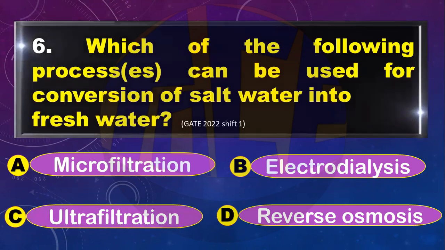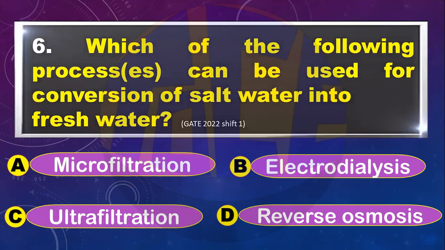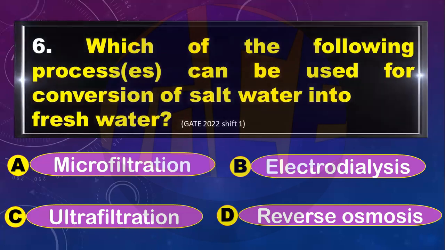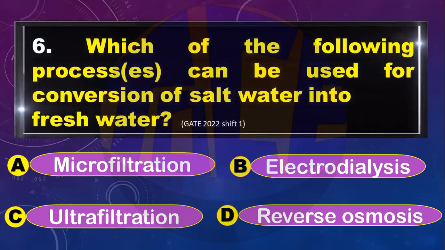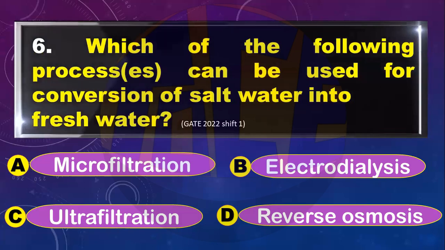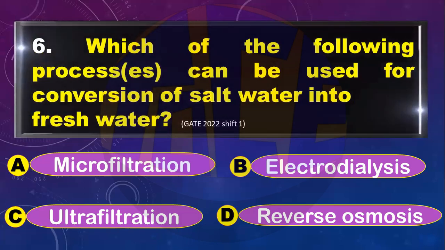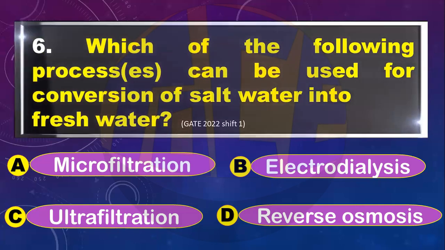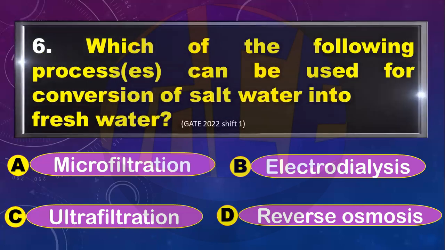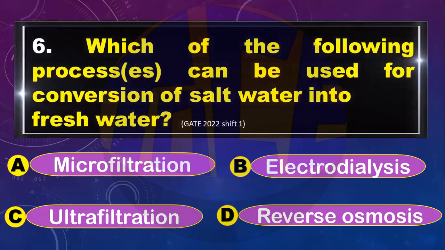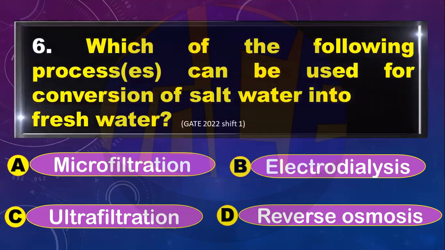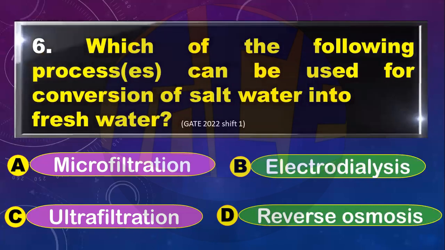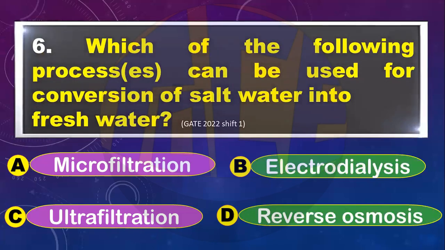Question number 6, which of the following processes can be used for conversion of salt water into fresh water? Option A, microfiltration; option B, electrodialysis; option C, ultrafiltration; option D, reverse osmosis. The correct options are option B, electrodialysis, and option D, reverse osmosis.